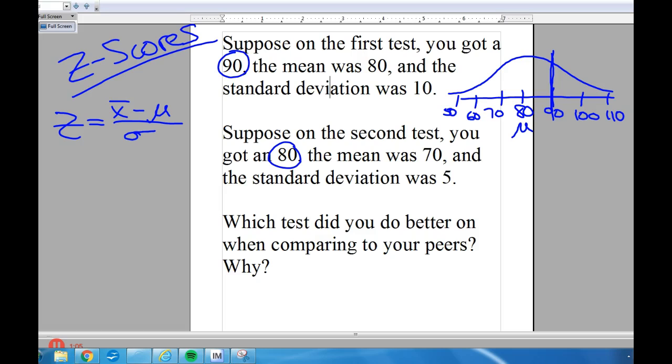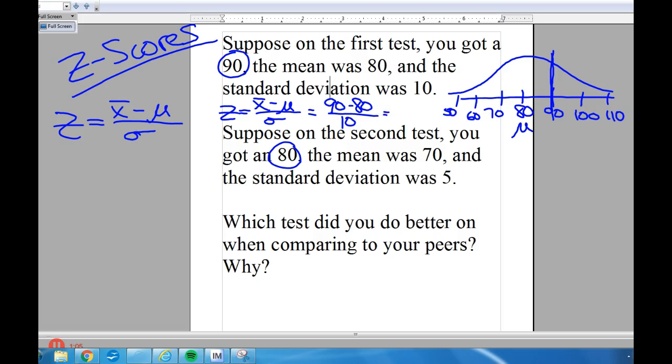If we do a z-score, you have to learn these letters. This is x bar, your sample mean. Our sample in this case is only a size of 1. There's just one test in our sample, and that was a 90. The mean was 80, and this down here is sigma, which means standard deviation.